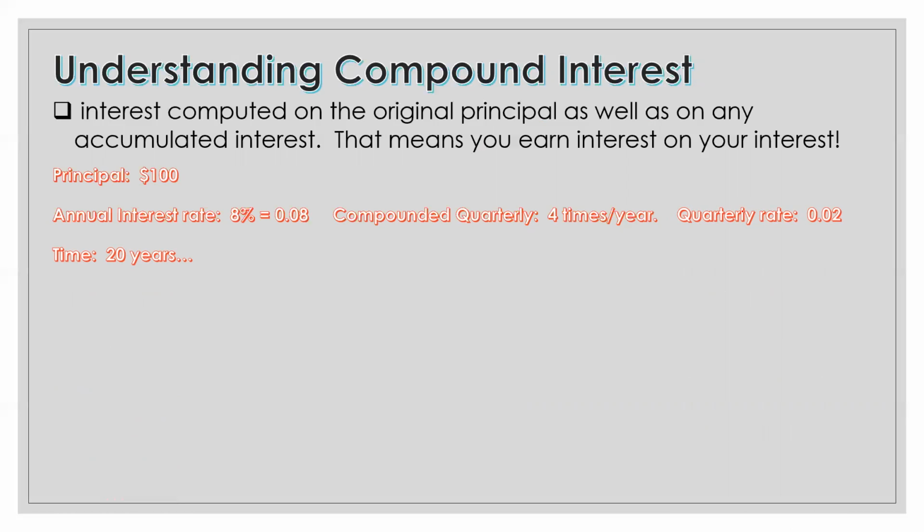So now it's compounded quarterly. That means you get to earn interest on the interest that you have earned. After 20 years, the interest is calculated 80 times, 4 times a year times 20 years.